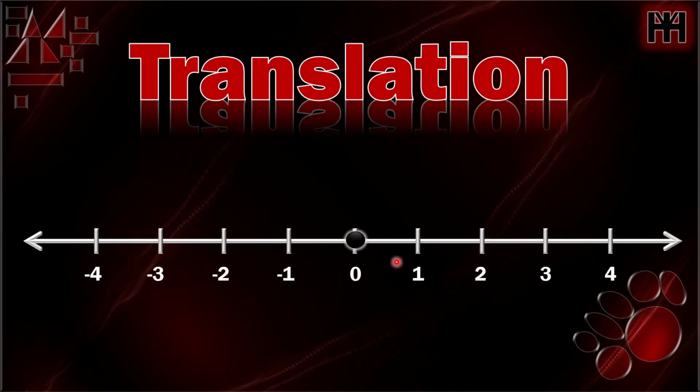Translation. You see this point? It's at 0. If we add 2, it will move 2 points to the right, so it will be at 2. After we have added 2, we can subtract 4 now, so it will move 4 points to the left, and it will be stable at negative 2.